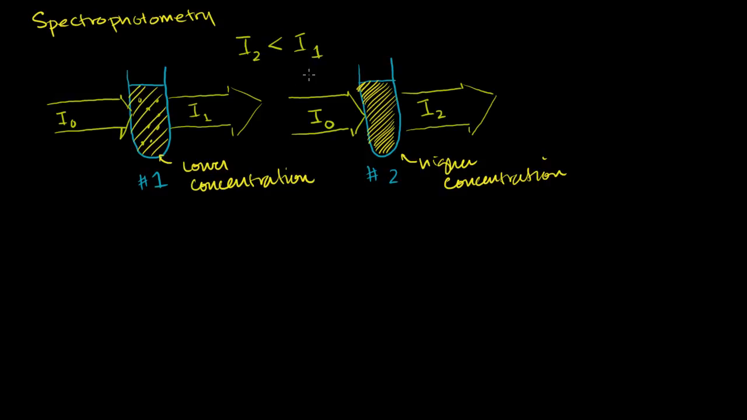And hopefully that makes intuitive sense. If you imagine photons, they're just going to bump into more molecules. They're going to be absorbed by more molecules, so there will be fewer that make it through than these right here, because here it is less concentrated.